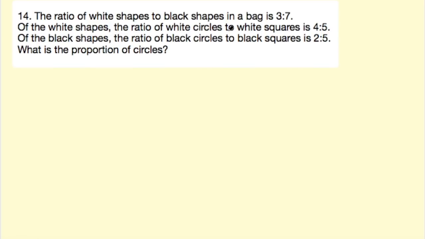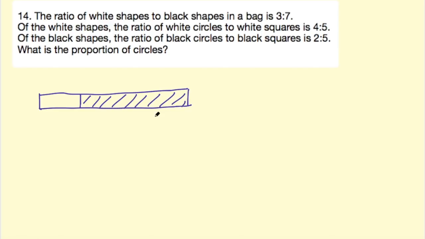So we know we have some white shapes and black shapes in a bag. What I would do is just draw out a diagram firstly, just to help me picture what's going on. So let's pretend this is the bag. I've drawn a rectangle because it's easier to see fractions in a rectangle. So I've got the ratio of white shapes to black shapes is 3 to 7. So let's say 3 is about there. Let's say I break that into 10, and that's 3 parts, and that's white. And these are the black shapes here. So I've got the ratio 3 to 7.